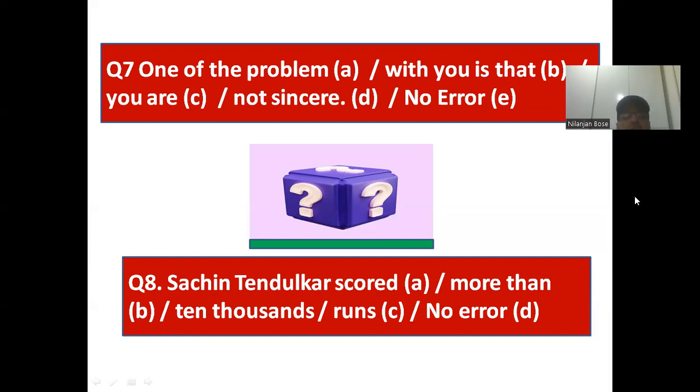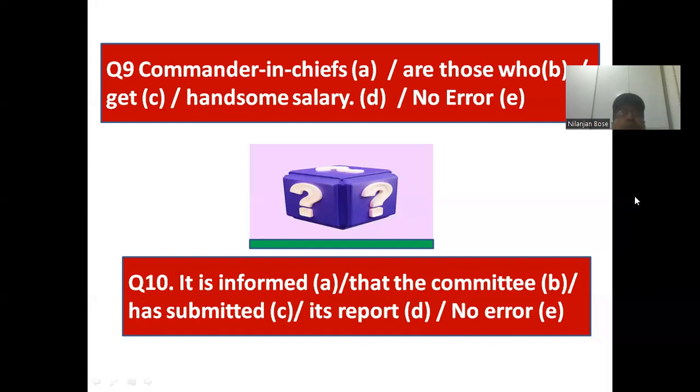Let us move to question number 8. Sachin Tendulkar scored more than 10,000 runs. If the run is more than one, it should be considered plural. But here, if you go through that 10,000 runs, the word thousands is absolutely wrong. It should be 10,000 runs, because after thousands, it is written runs, and before thousands, it is written 10. So the correct answer will be 10,000 runs. So the part, I think, should be part C. It is the error.